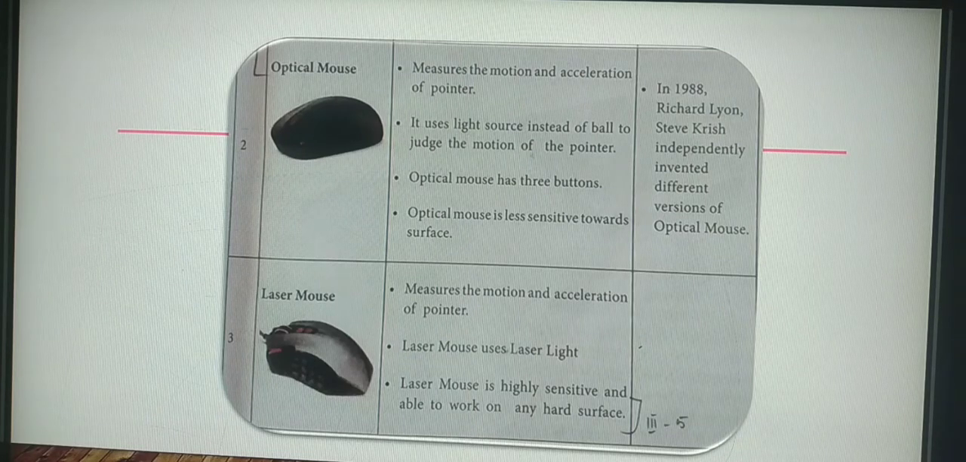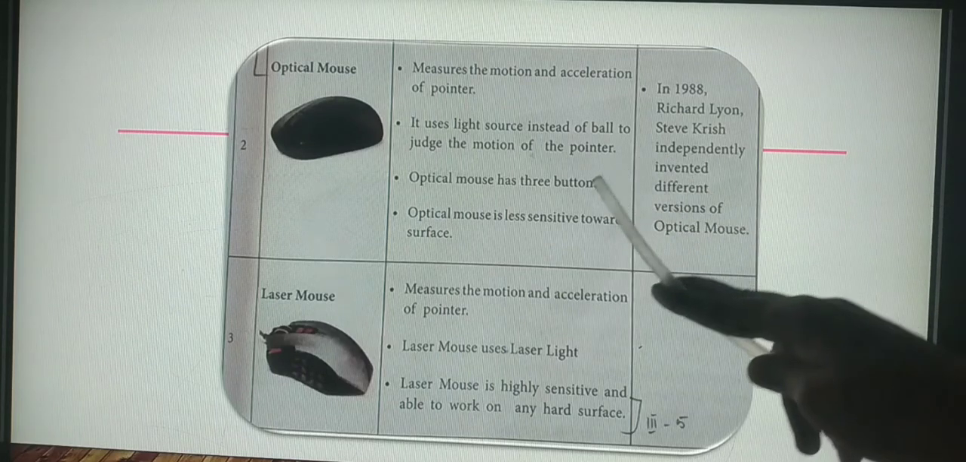So you have to copy this in your book, or do it neatly. For this, how do you write? You have to draw the tabular column, and you can have 3 points under optical mouse, and under laser mouse also you can have 3 points. In this case, 4 points are given here. Under optical mouse you have 4 points, no?